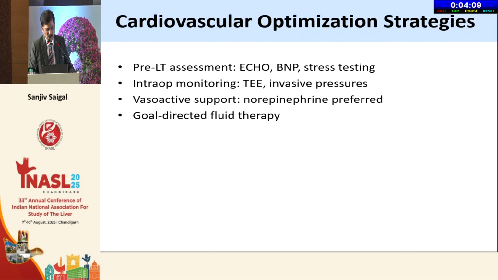Pre-LT, well, we have all these standard parameters. We all are aware of all these things. TEE, we don't use much, but I think that we had a recent workshop in the last meeting which we had, and TEE is a very, very crucial thing, and we must learn to do it.